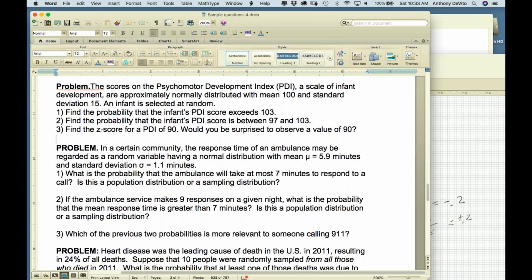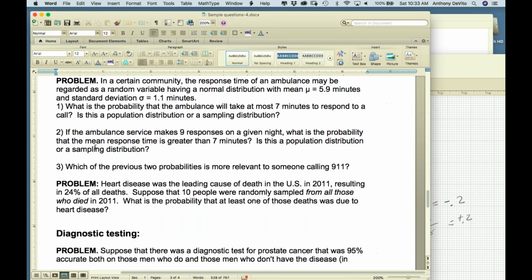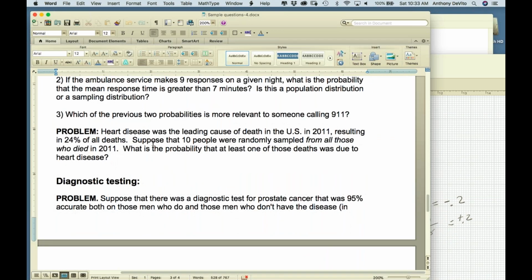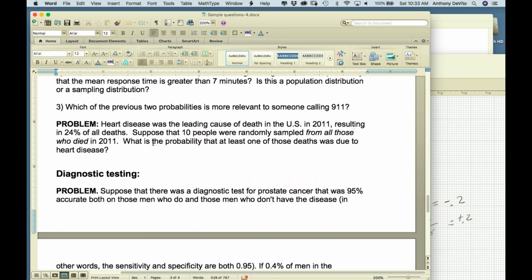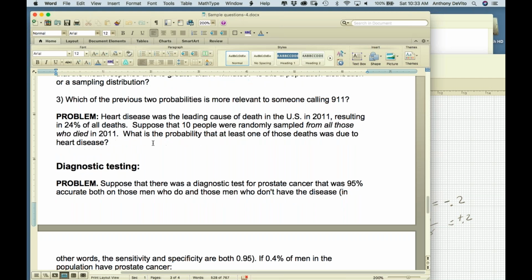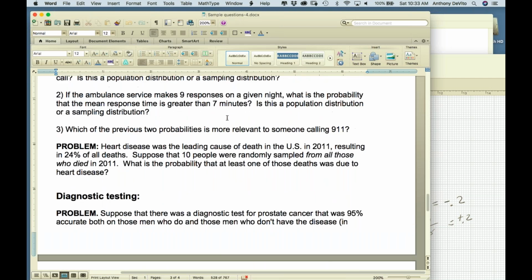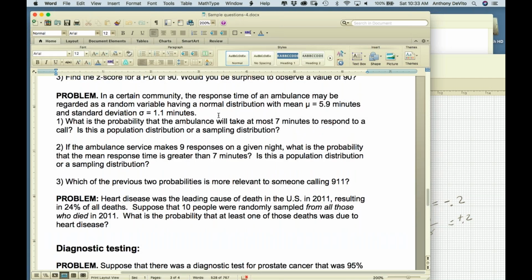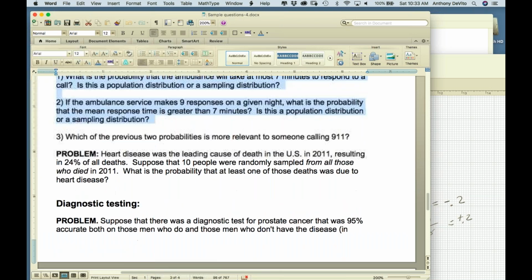Let's see what we have besides this. Okay, heart disease, leading cause of death in the United States. This one is. Okay. Don't worry about this one. This involves something we didn't talk about this semester. I'll eliminate that when I upload this to Blackboard.